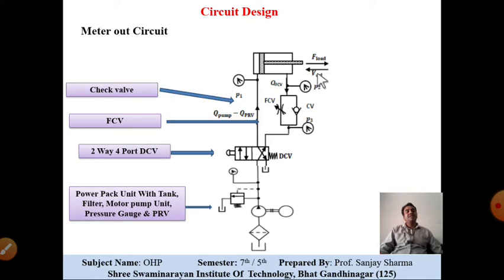Now here you can see the velocity of the piston is towards the inward direction, and the force acting is not towards the cylinder, it is opposite to the cylinder.